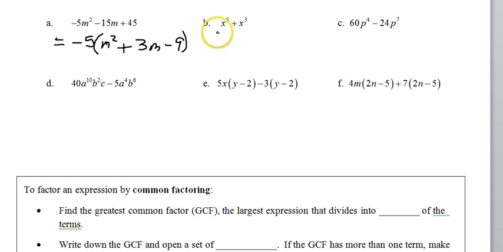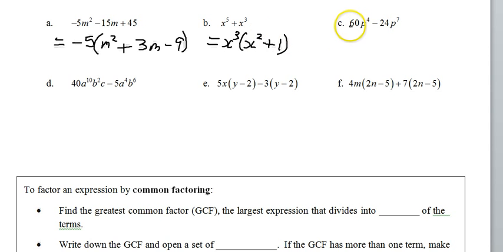Next one, x to the 5th plus x cubed. There are no numbers, but there are powers of x. I can take an x cubed, the lowest power. X cubed times what gives me x to the 5th? This will be x squared. And I still need the x cubed term, so it's going to be plus 1. And this brings up an important point. If there are two terms in the original, there should be two terms in the brackets after you factor it.